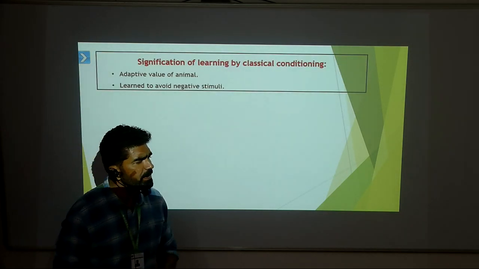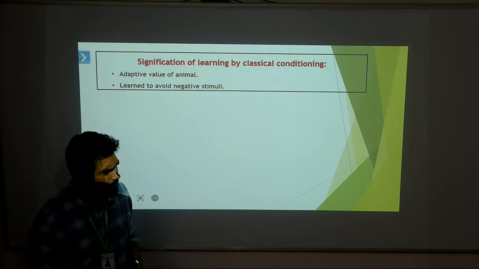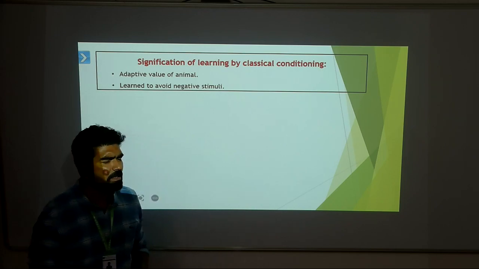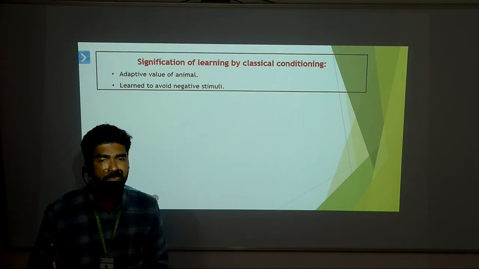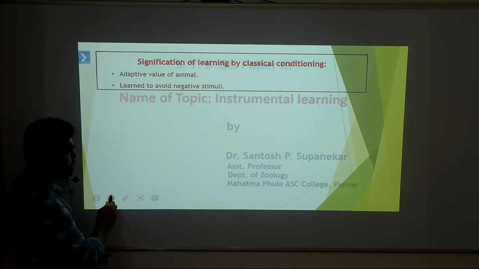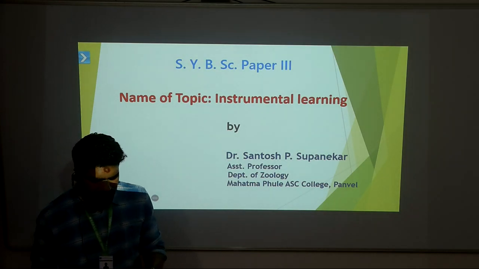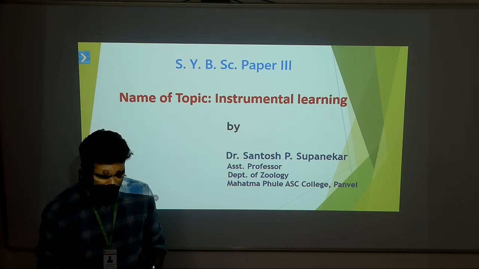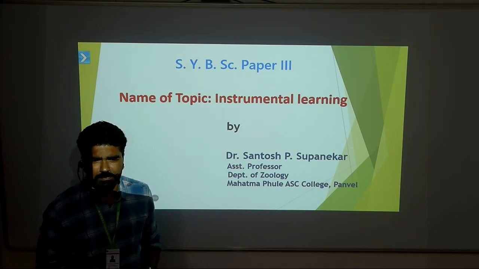Then what is the significance of learning through classical conditioning? The adaptation value for the animal. And the next one is learning to avoid negative stimuli. This is the ethological behavior we will learn in this chapter.